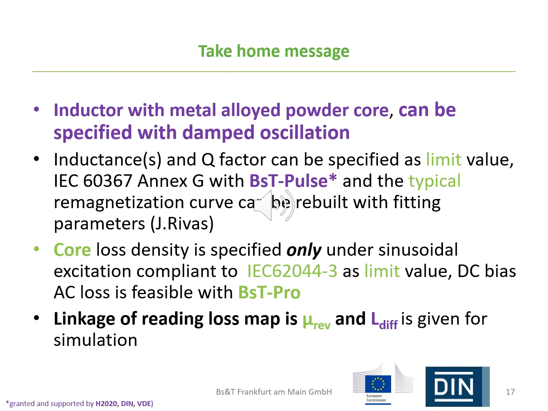More important, the core loss density is specified only under sinusoidal excitation, compliant with 62044-3 as limit value. The DC biased AC loss is feasible with Bs&T Pro. The linkage of the loss map is reversible permeability, and the differential inductance is given for simulations. But mathematically, the differential permeability and reversible permeability are the same.